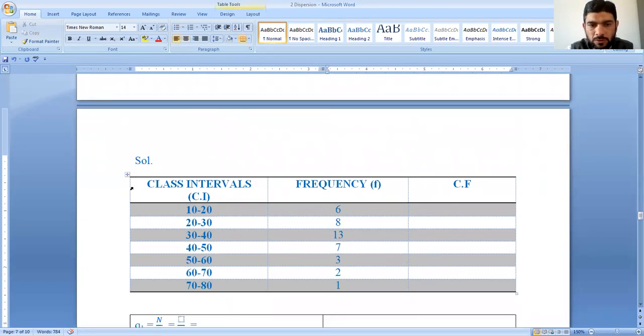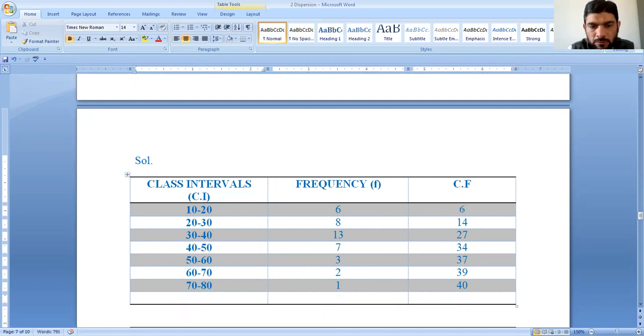We have taken the data from the question, and now we will construct CF from the given data: 6 plus 8 is 14, 14 plus 13 is 27, 27 plus 7 is 34, 34 plus 3 is 37, 37 plus 2 is 39, 39 plus 1, the last one, is 40. So n is equal to 40.